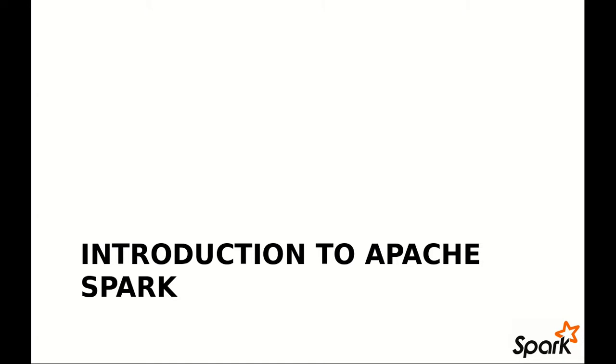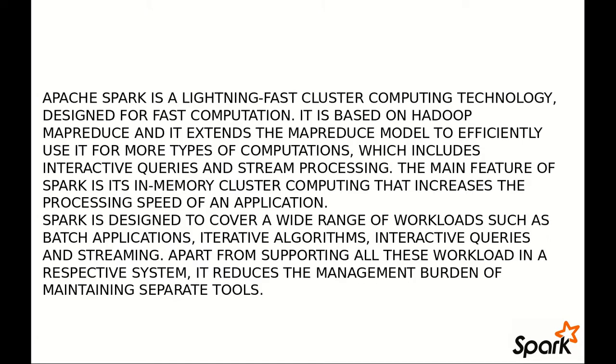Now, the introduction of Apache Spark. I already told you that Apache Spark is lightning fast cluster computing. What do we mean by lightning fast cluster computing? It means that you can process your data very fast. Suppose if Hadoop takes 1 hour to process 1 terabyte of data, I think Spark is 100 times faster than Hadoop. So maybe it will take a couple of minutes to process that 1 terabyte of data. So it's a fast cluster computing technology, and that's why we prefer Spark, designed for fast computation.